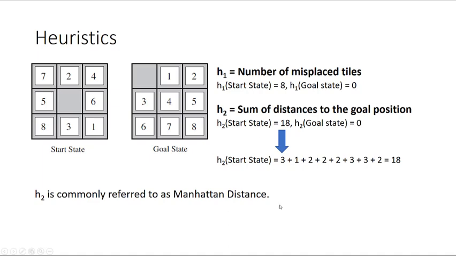One thing to note is that this heuristic is commonly referred to as the Manhattan distance. The Manhattan distance you can think of as city block distance. So you can't move diagonal, you can only move up, down, left, or right. And so actually H2 is kind of like the sum of the Manhattan distances for each state.